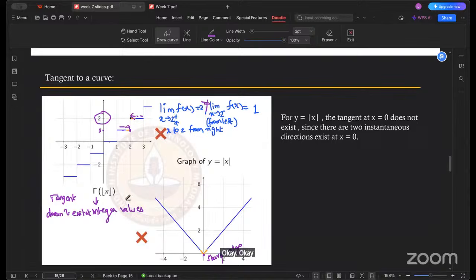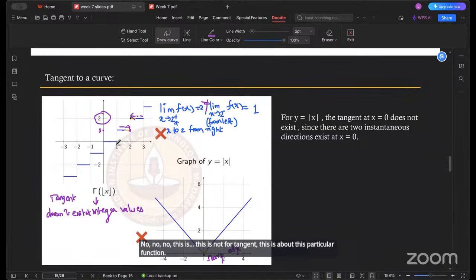Okay. No, I thought there is one kind of a symbol tau which represents... No, this is not for tangent. This is about this particular function. This is the floor function.